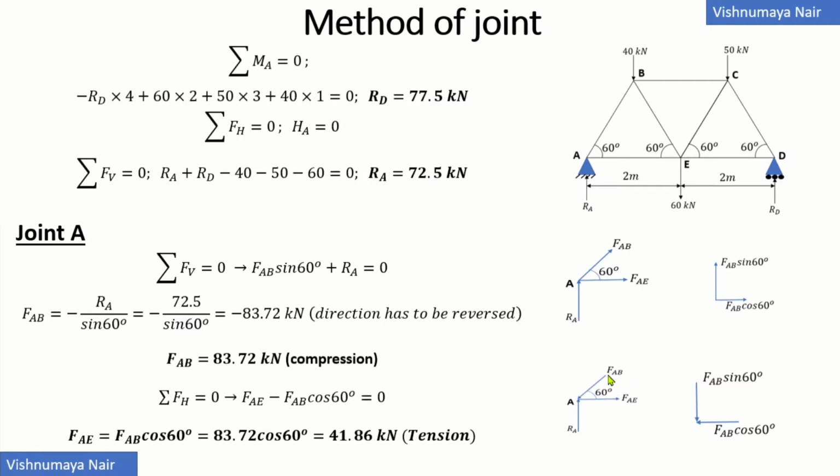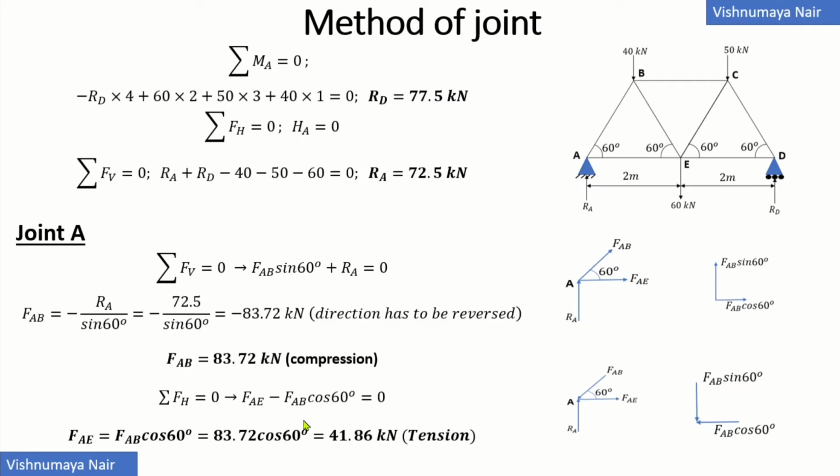You can see that this force FAB is acting in the downward direction and towards the left side. So when we resolve this force AB into its horizontal and vertical components, its horizontal component FAB cos 60 will act in the left direction, while its vertical component FAB sin 60 will act in the downward direction. Let any force acting in the left direction be considered as negative and any force acting in the right direction be considered as positive. Therefore, when we consider the equilibrium of the horizontal forces, FAE will be positive while FAB cos 60 will be negative.